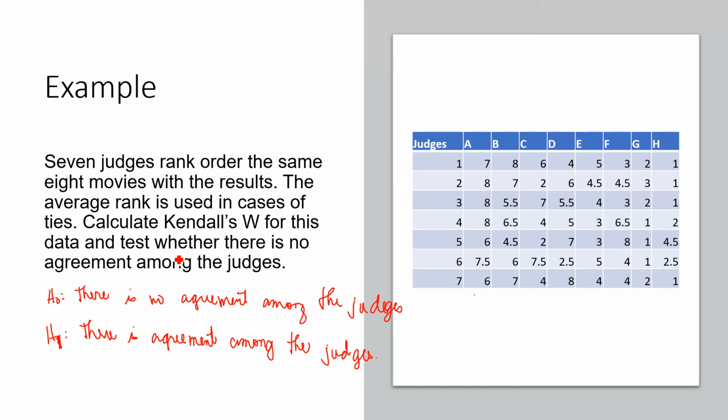Although as you can see here, the judges have different ratings per movie, statistically speaking, we could say that the judges have agreement among themselves, which means that whatever their ratings, the ranks of the movies are statistically the same.